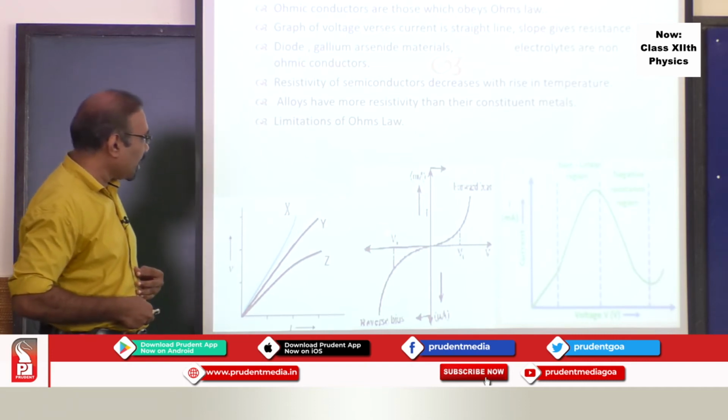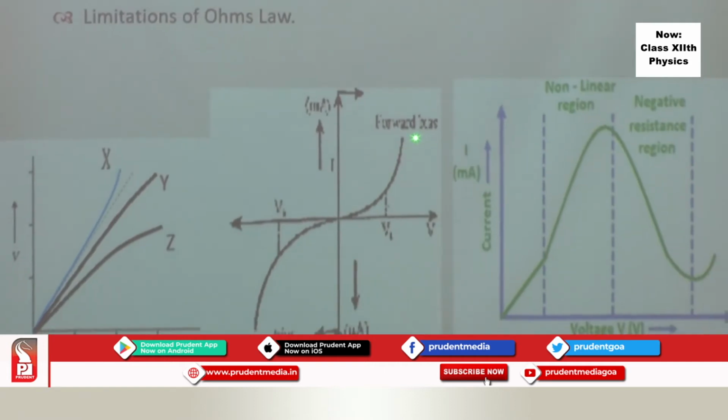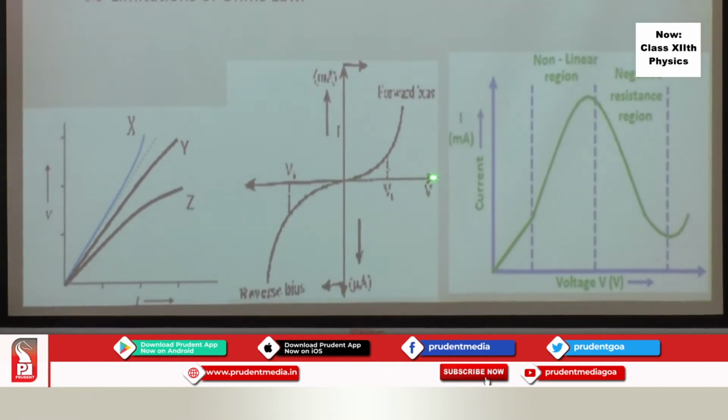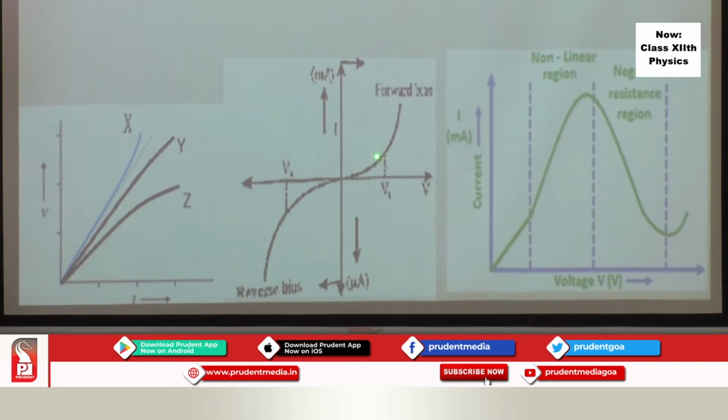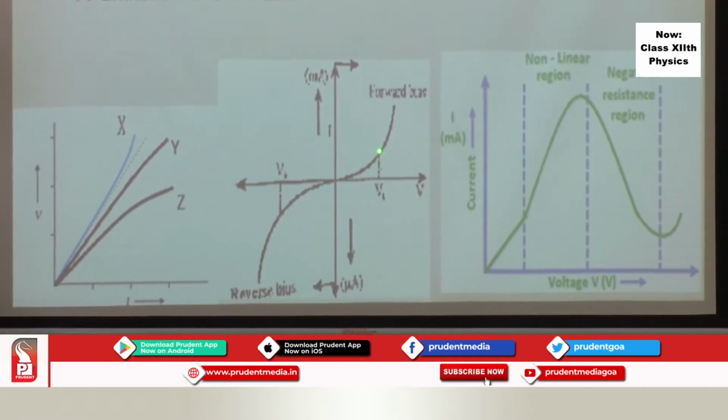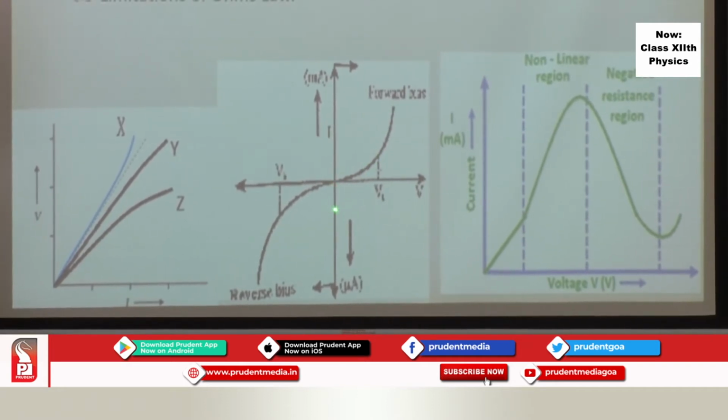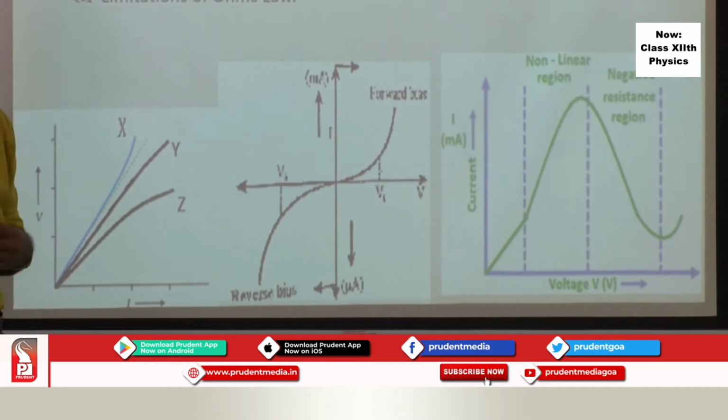So if you try to see the graph for a diode, for example, as the voltage increases, current increases proportionally. After some time it increases sharply. You are going to witness this in one of the experiments on diode characteristics in the 12th standard syllabus.